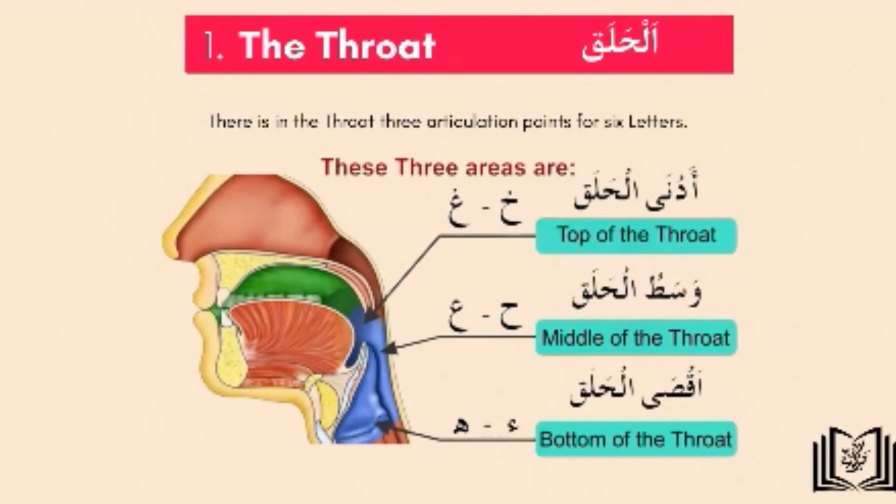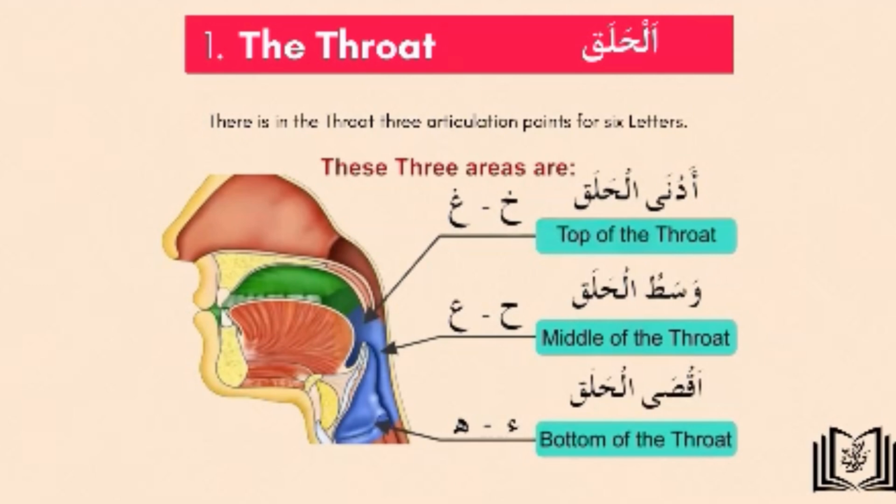So in the throat, the huruf al-halaq are 6 letters: Hamza, Ha, Ain, Ha, Ghain, Kha. These are the 6 huruf al-halaq. So we learned 3 articulation points: Aqsal Halaq means the bottom of the throat, Wasatul Halaq, the middle of the throat, and Adnal Halaq, the top of the throat. Any doubt in this lesson? No, sister.